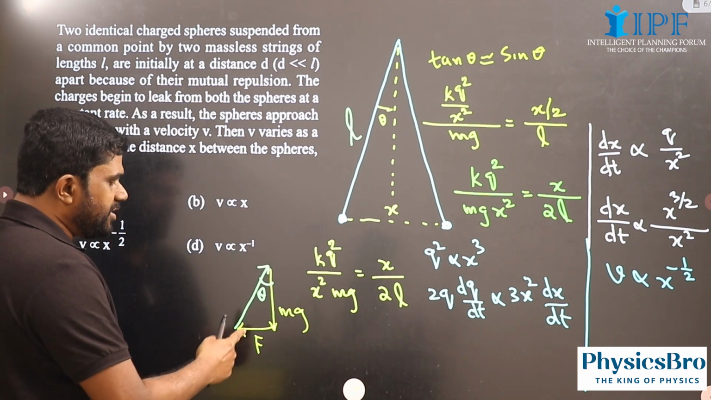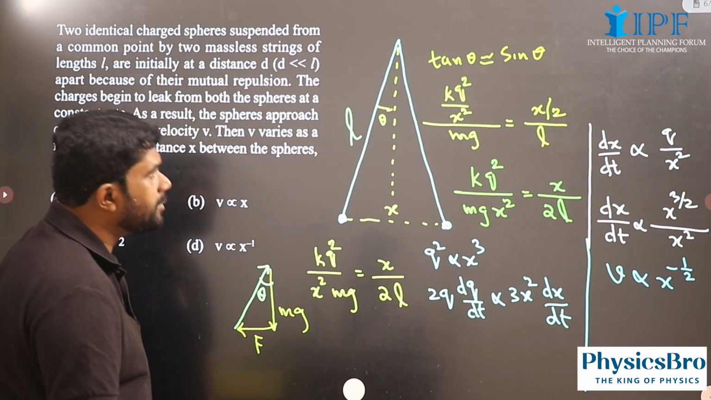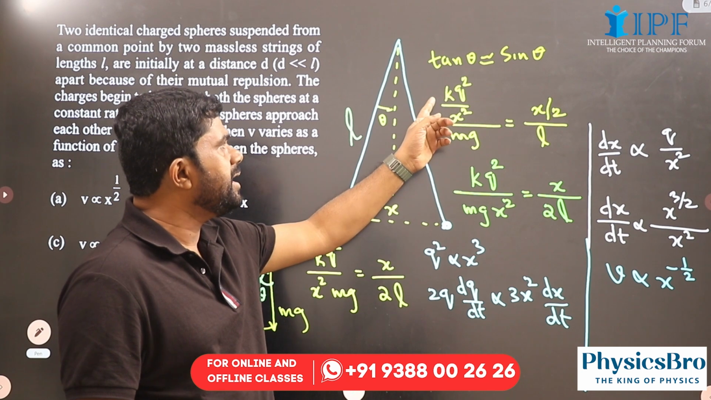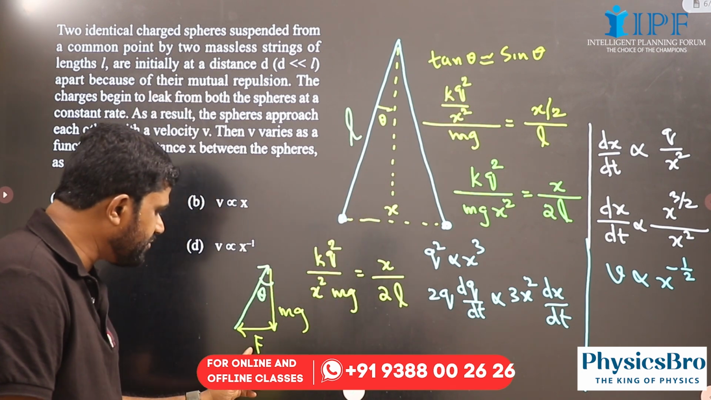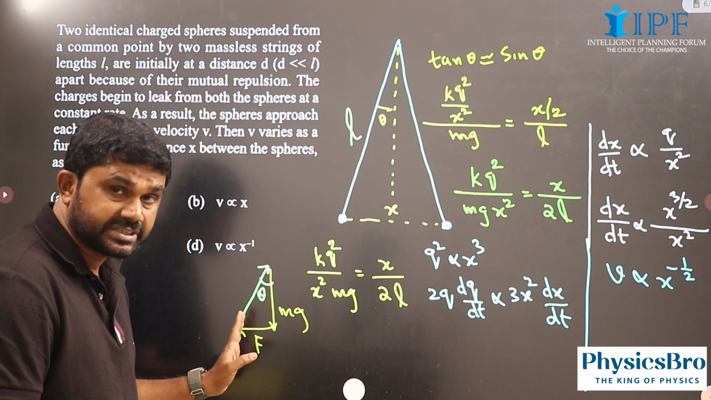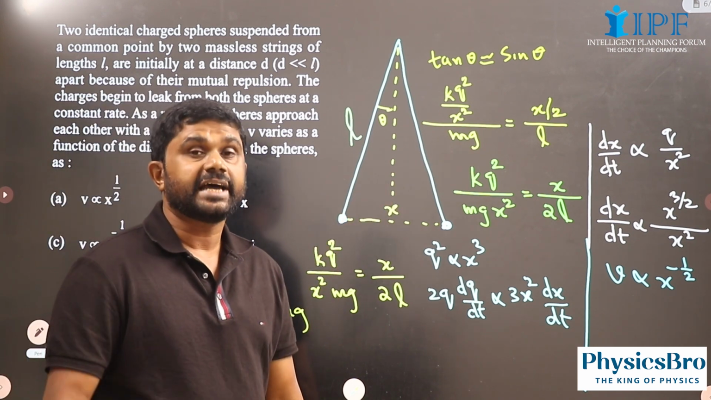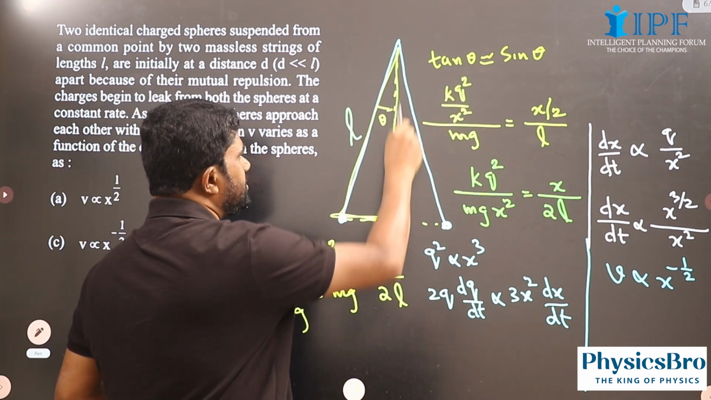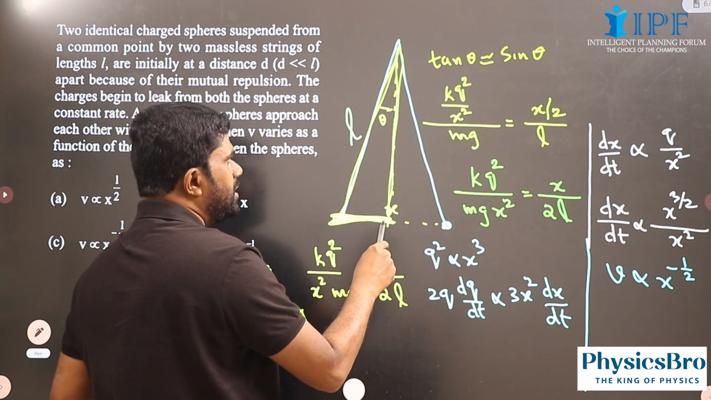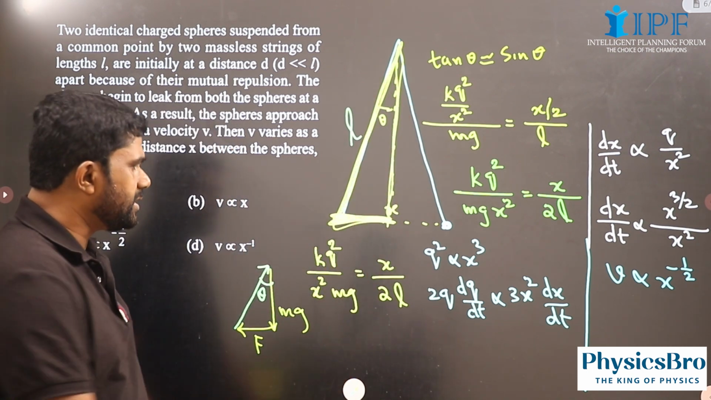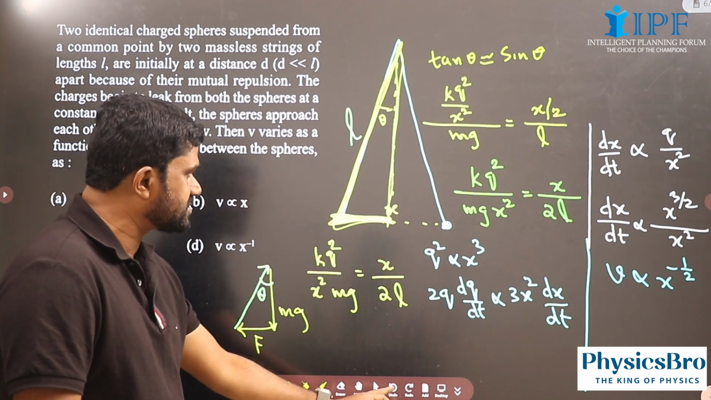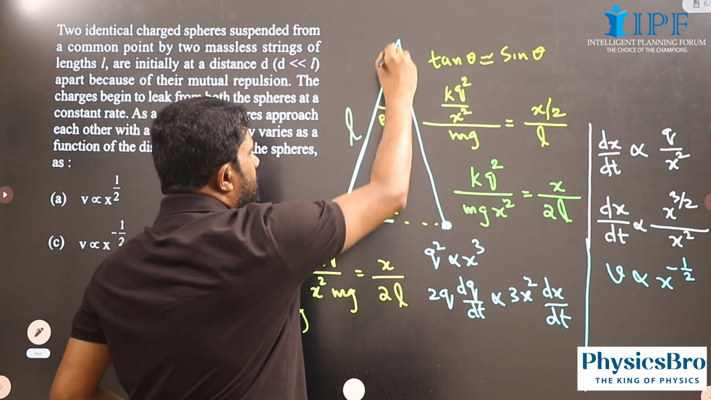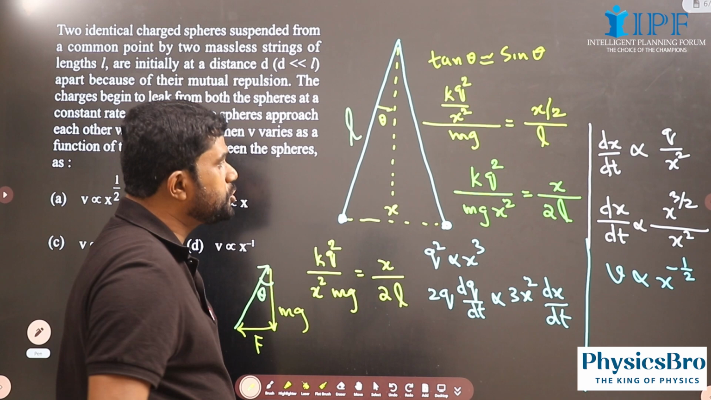From here, tan theta will be the electric repulsion divided by weight. If the separation between the two spheres is x, the electric repulsion will be kq square by x square, divided by weight mg, that will give you tan theta, which is also equal to sin theta. From this triangle, sin theta is the opposite side divided by the hypotenuse. The total distance is x, so this will be x by 2, and this will be L. So sin theta will be x by 2 divided by L.